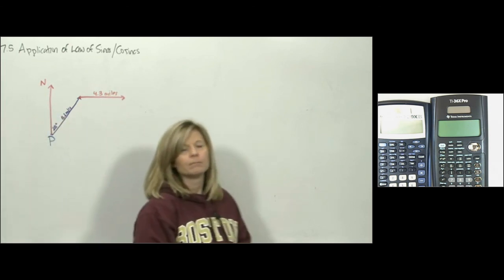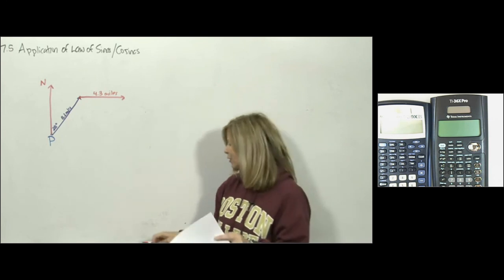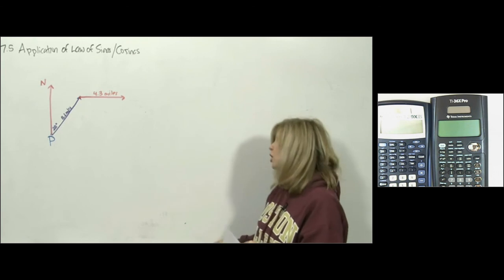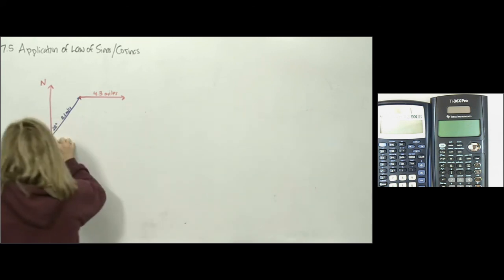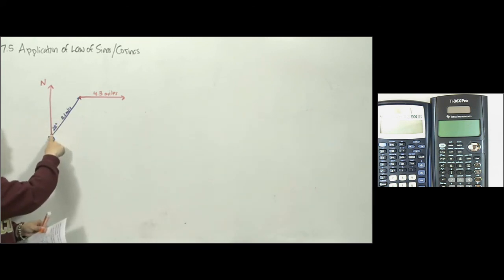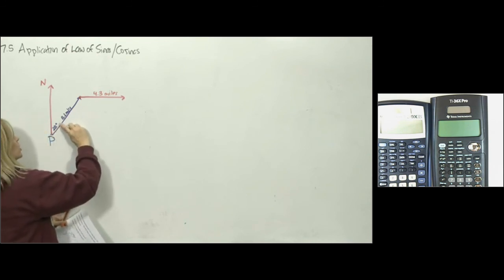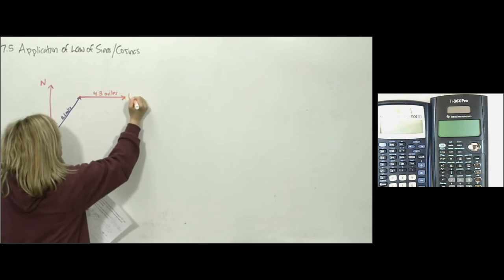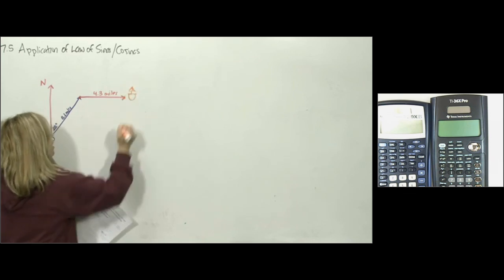Everybody good? Now the question in part A says, how far is the ship from the port? So let's think. Here's where the ship started. Where is the ship now? Well, if you follow the course, it went here and here. So right now, we got a ship right there.